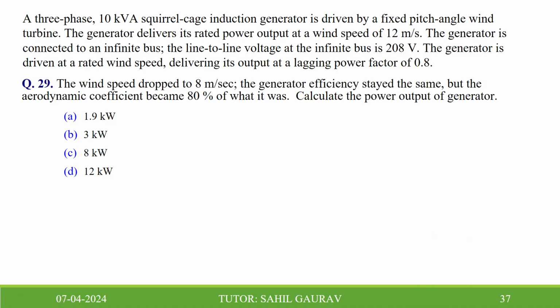Again, the same common data problem. The wind speed dropped to 8 m/s. The generator efficiency stayed the same, but the aerodynamic coefficient became 80% of what it was. Calculate the power output of generator. So the generator efficiency remains the same. Here the wind speed is changing and the aerodynamic coefficient is changing, right? Aerodynamic coefficient means this power coefficient. This power coefficient Cp is changing.